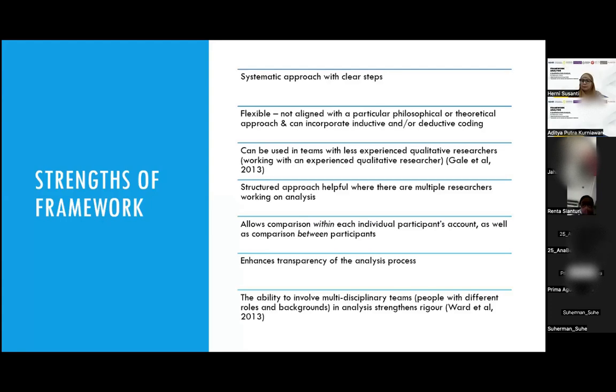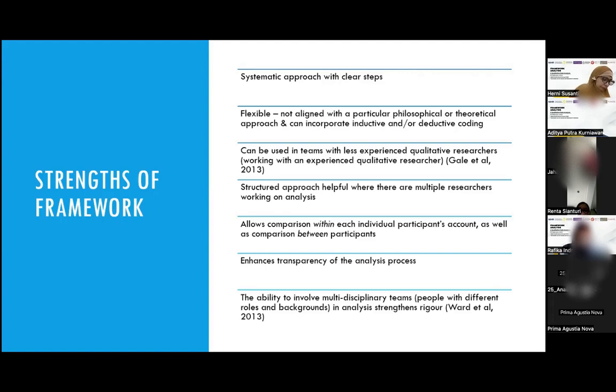Framework analysis allows you to compare within a participant's account, so you can compare one thing that they say to other things that they say to really develop your understanding of that participant's experience. But it also allows you to compare between participants as well. So you can compare and contrast different participants, perhaps based on some demographic characteristics or some predefined aspects that you're interested in before you start. You can also compare different stakeholder groups. So you might want to compare people with lived experience and their family members and professionals. And framework analysis is a really useful way to do that.